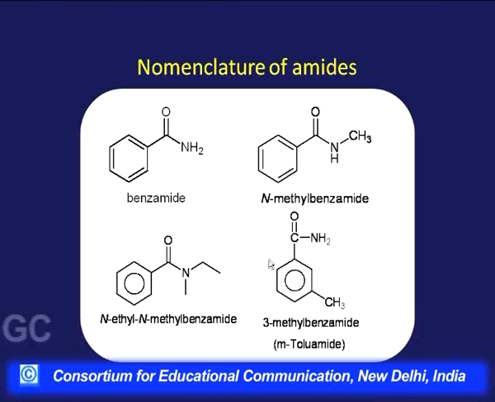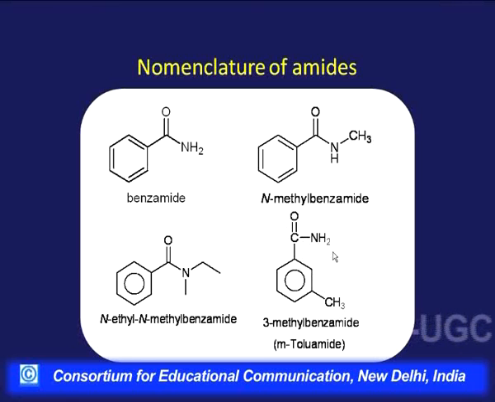Suppose there is a substitution in the ring. So, the basic name for this compound is benzamide, and there is a methyl group substituted at position number 1, 2, 3. So, we name this compound as 3-methyl benzamide. We can name this compound also as a derivative of the acid which has got a common name.